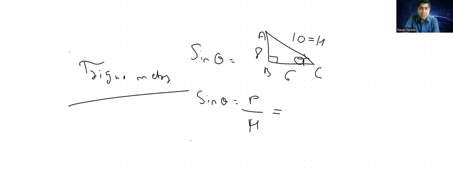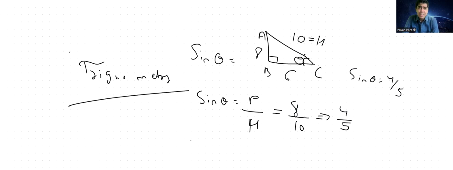Student, the perpendicular P is 8 and the hypotenuse H is equal to 10. So when you simplify this, 8 upon 10 is 4 upon 5. So sine theta is 4 upon 5. This is the value of sine theta.